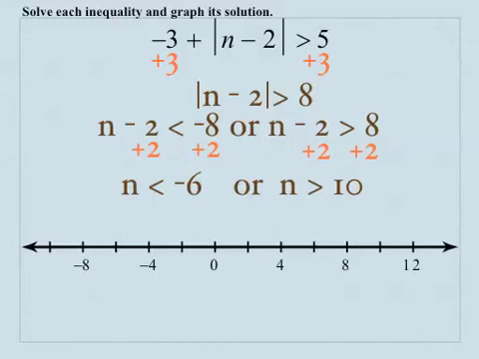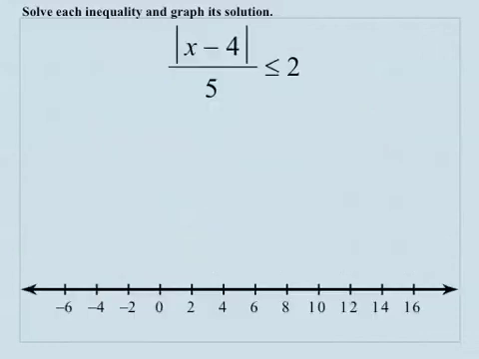Now when I'm graphing this solution, I'm going to have an open dot at negative 6 and an open dot at 10. Because it is an or compound inequality, this first one says n is less than negative 6, so I'm going to shade to the left. The next one says n is greater than 10, so I need to shade to the right. Because it's an or compound inequality, the shading is in opposite directions.